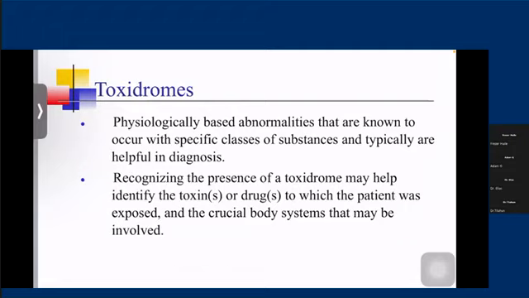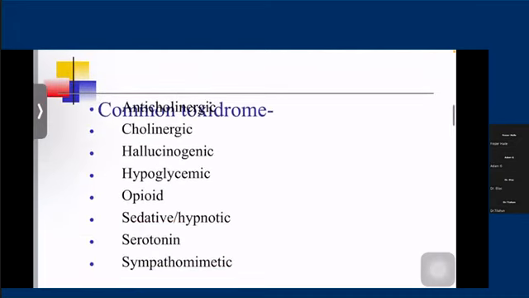So recognizing the presence of a toxidrome may help to narrow our differential diagnosis and to identify the toxins. As I mentioned previously, anticholinergic can present with tachycardia, hypertension, and so on, and cholinergic, hallucinogenic. So depending on this toxidrome, we can narrow our differential diagnosis.